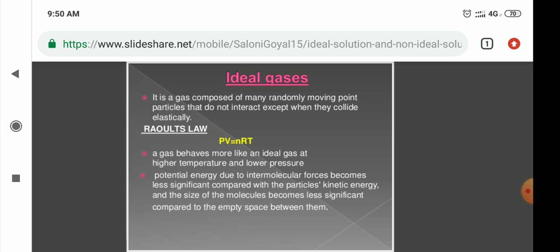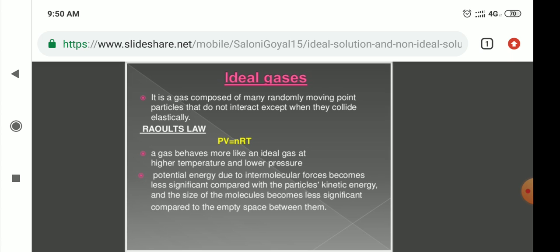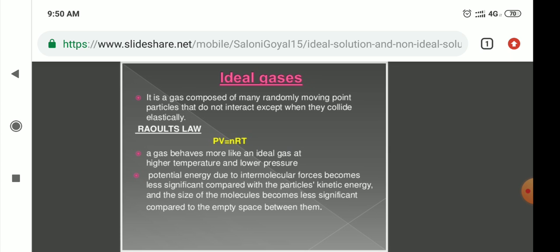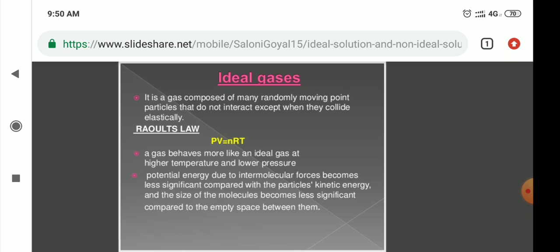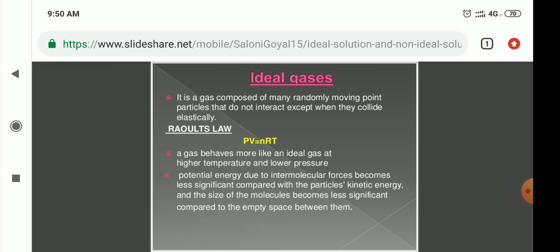pressure, V means volume, n means number of moles, R means gas constant, T means temperature. A gas behaves more like an ideal gas at higher temperature and lower pressure. Next point: potential energy due to intermolecular forces becomes less significant compared with the kinetic energy of the particles, and the size of the molecules becomes less significant compared to the empty space between them.